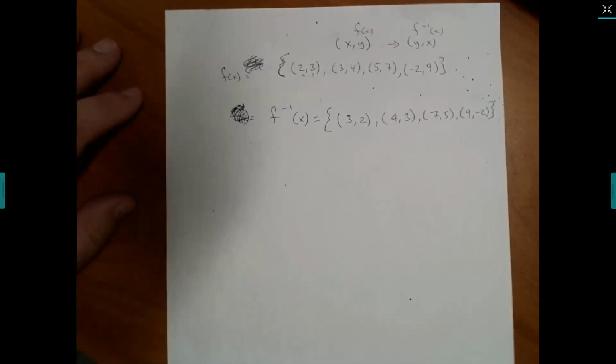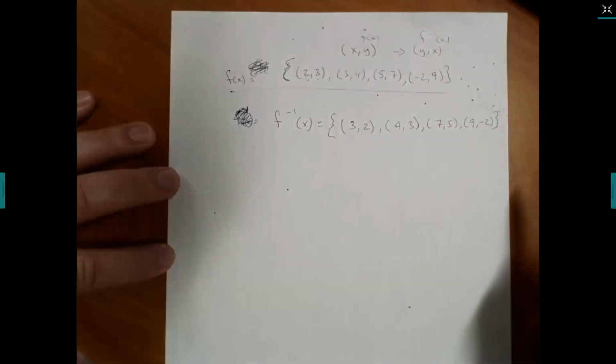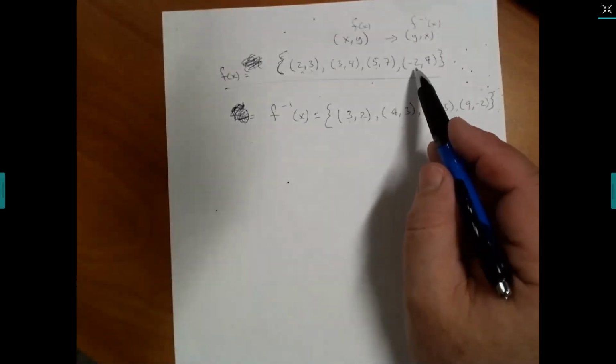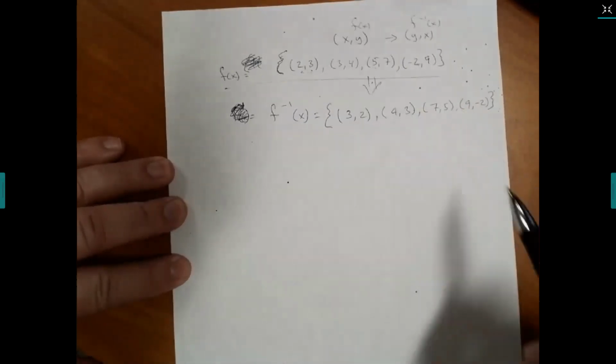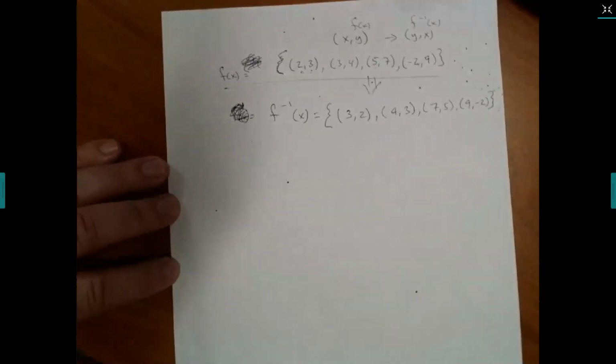Now, how would you graph an inverse? Once I give you the original function, you find some points. Once you find those points, what are the points of the inverse function? Once you have these points, switch x and y. Now you have the graph of the inverse function.